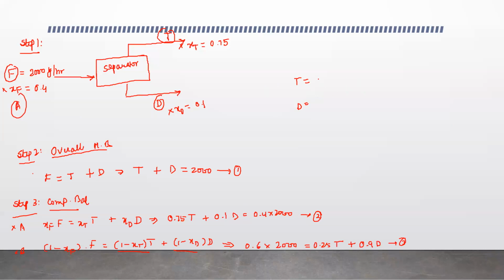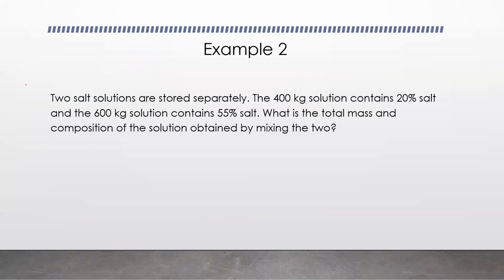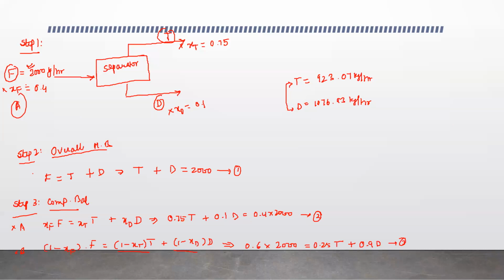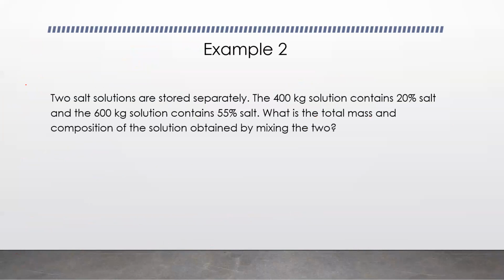We are going to get T, the top stream, as 923.07 kg per hour, and the bottom stream that we are going to get is 1076.93 kg per hour. If you want, you can check this by adding these two. It should result in 2000 kg per hour. So this is basically your material balance. This is how you do material balance. Hope you are clear with example number 1, and then we'll move on to example number 2.